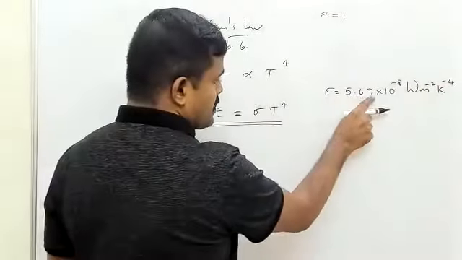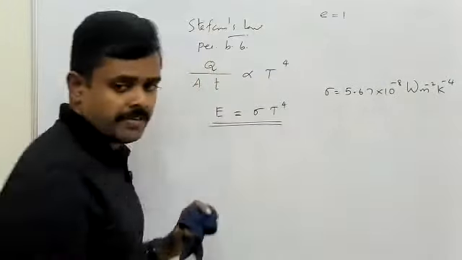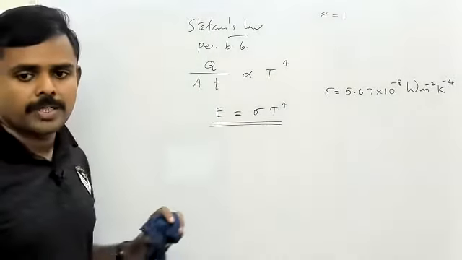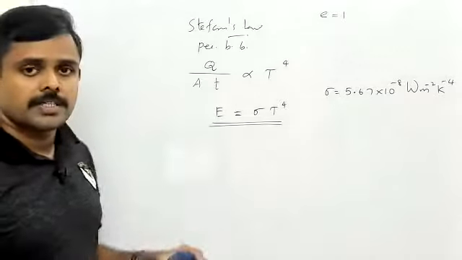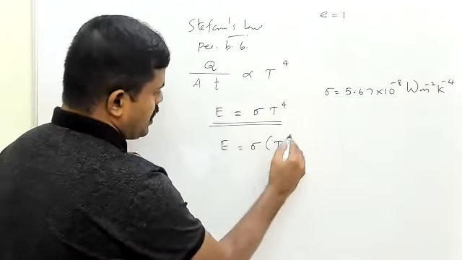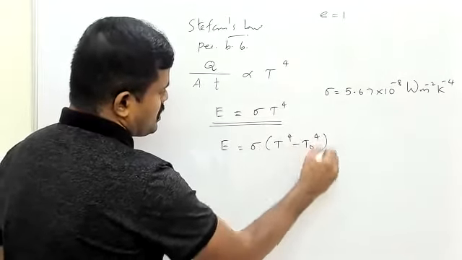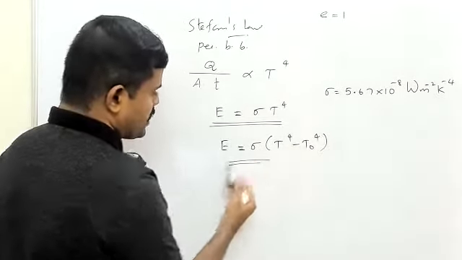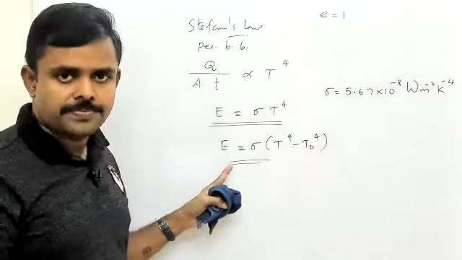Look at this: 5, 6, 7, 8. Okay, 5.67 into 10 power minus 8 watt per meter square per Kelvin raised to 4 is sigma. E is equal to sigma T raised to 4. And a more rigorous treatment will give you sigma into T raised to 4 minus T0 raised to 4. On rare occasions, you will have to use this equation.